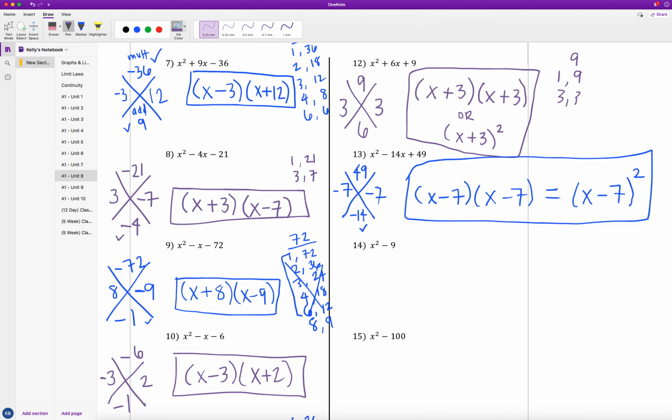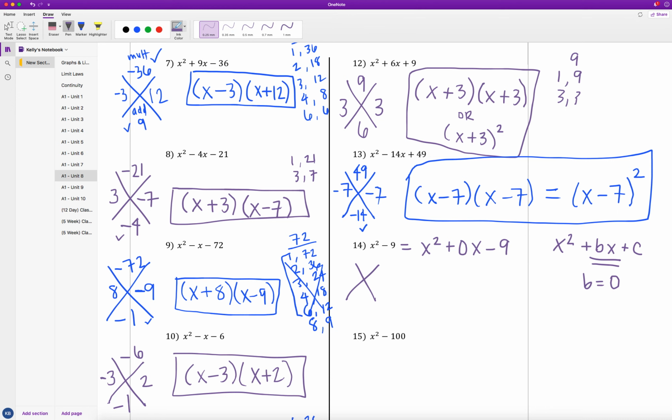Okay, example 14 looks a little different now. We only have two terms. I have x squared minus 9, but in my general form, we said we were looking at things that said x squared plus bx plus c. So what of these terms is missing that I don't have? The term that is missing here is the x term, or the linear term. So what that tells me then is this is actually the same thing as x squared plus 0x minus 9. So in this case, my b is equal to 0 then. And sometimes that can happen.